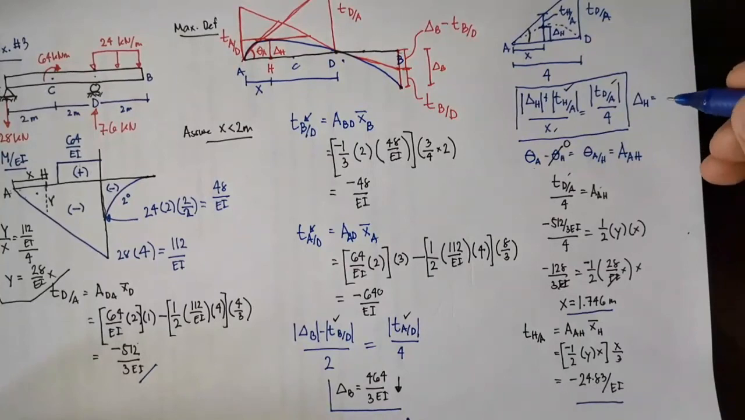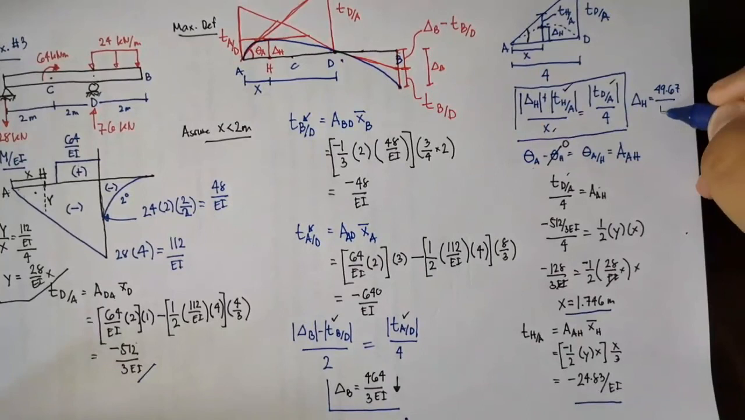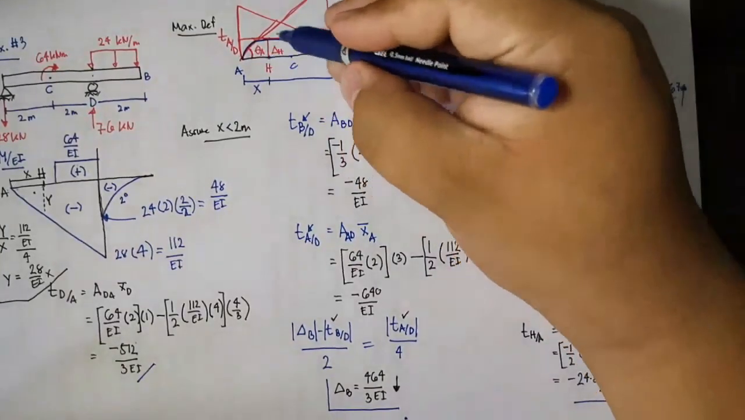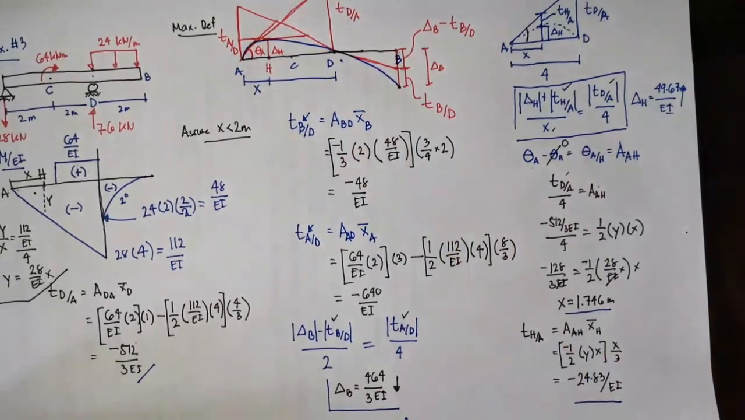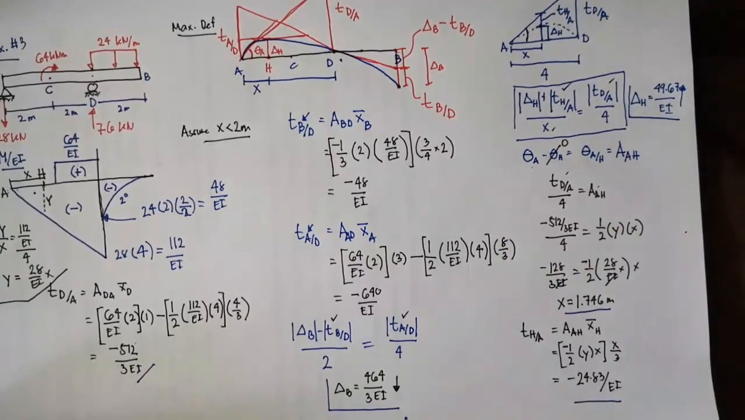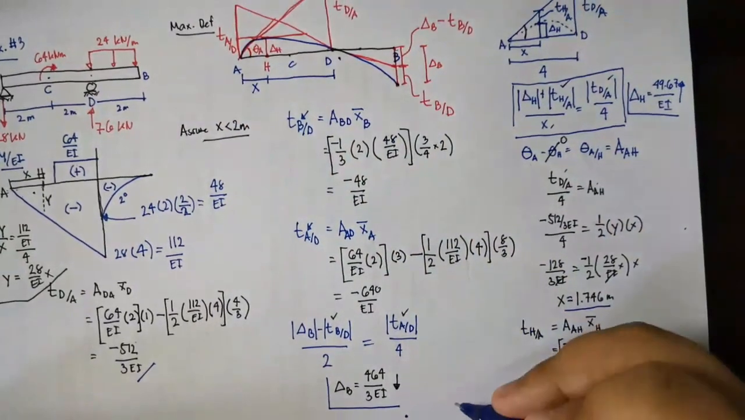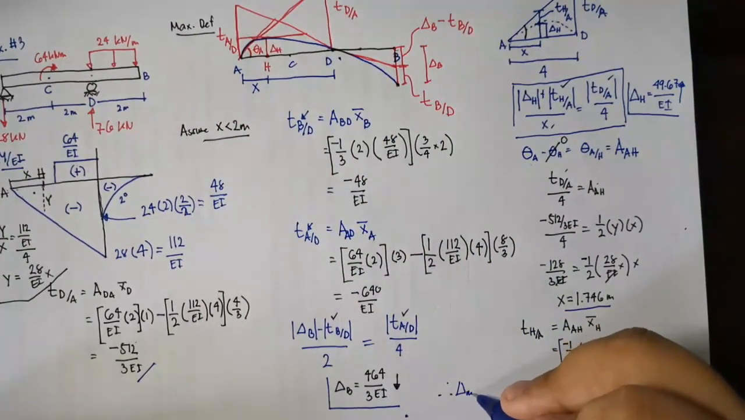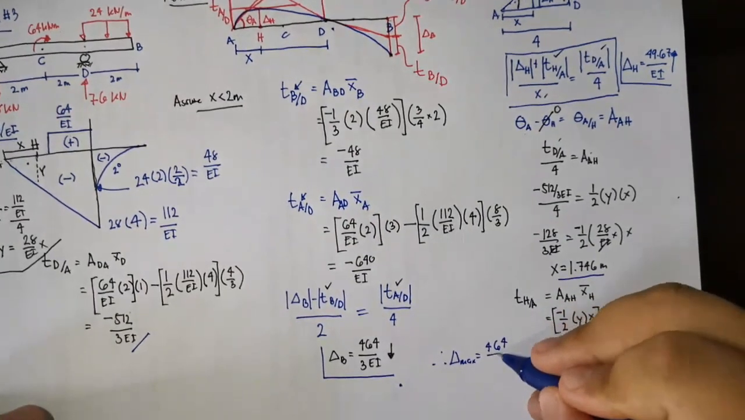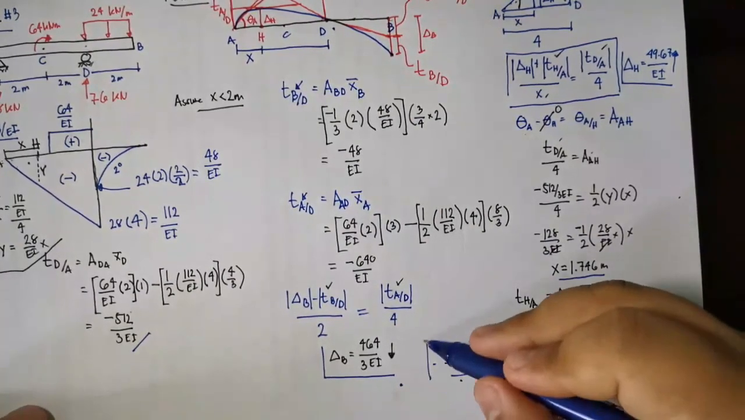ano yung nakukuha ko? 49.67 over EI na upwards. Bakit upwards? Ayun, sabi ni diagram, upwards. So, ito ang i-compare natin. Delta H, tsaka delta B. So, alin dyan yung maximum? Ang tanong natin is max def. Max def. So, still, therefore, delta max equals 464 over 3 EI. So, siya pa rin yung ating final answer.